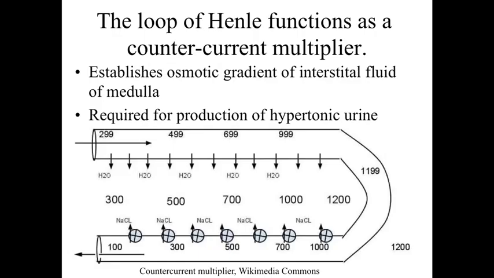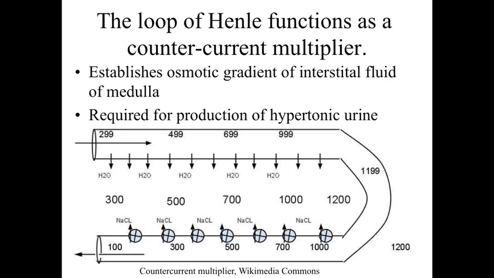Now, if we take a look at this, we're going to take a look at the loop of Henle, and this is the diagram kind of twisted over on its side. We've got the descending limb of the loop of Henle, essentially going on the top, going from left to right. We've got the hairpin turn, and the ascending limb going along the bottom from the right to left. And it's essentially going to be what's referred to as a countercurrent multiplier.